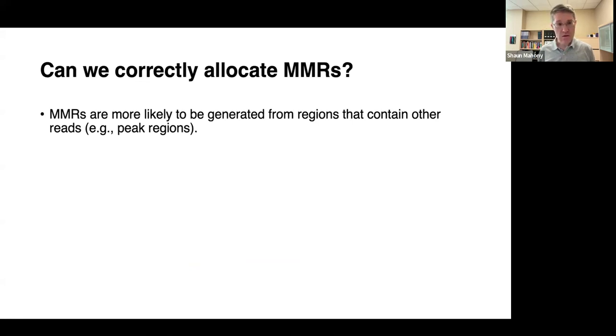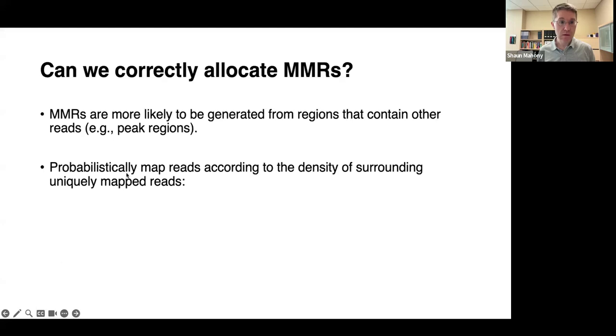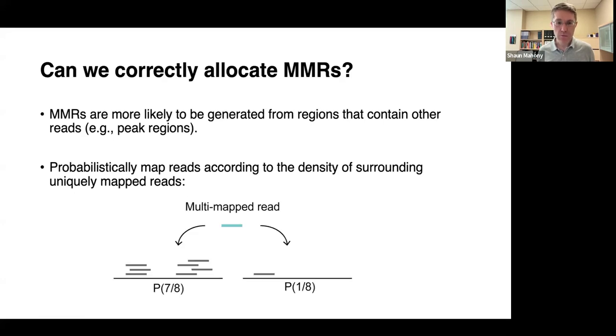One approach that was proposed quite a while ago by Sundos Kellis and others is that you could probabilistically map these reads. These MMRs are more likely to be generated from regions that are peaks within these experiments that contain other nearby reads. So we could probabilistically map these MMRs based on the density of surrounding uniquely mapped reads. The locations with more uniquely mapped reads are more likely to be the correct location.